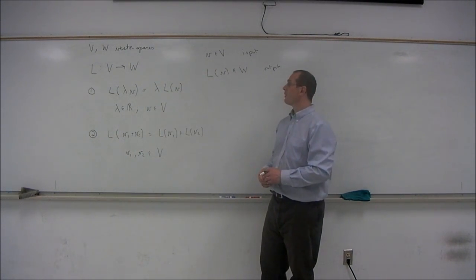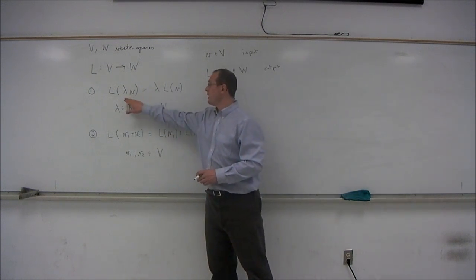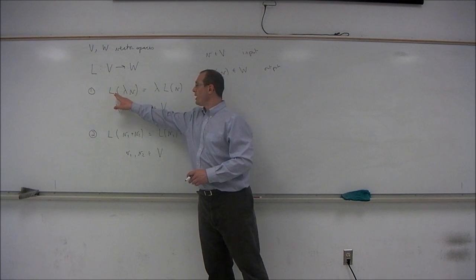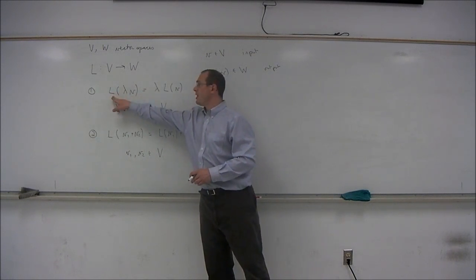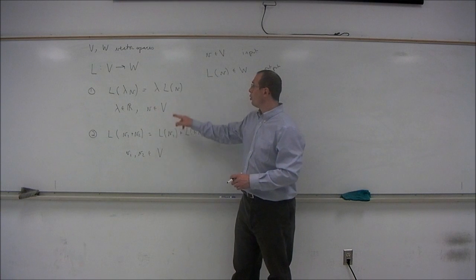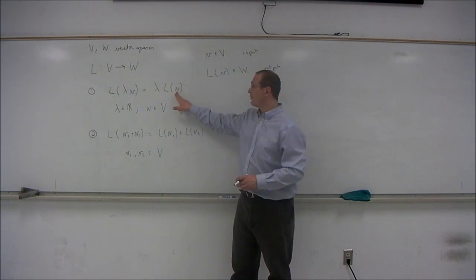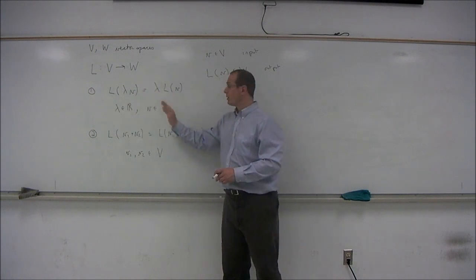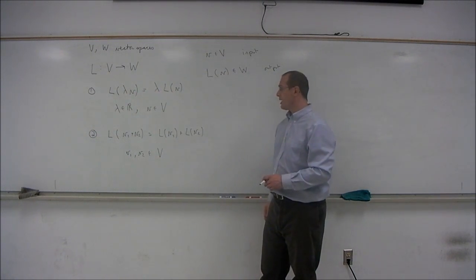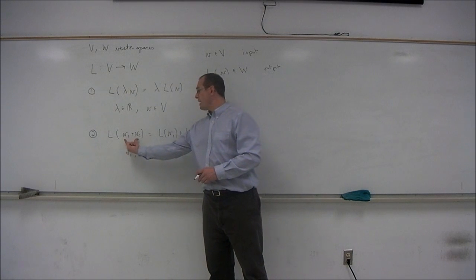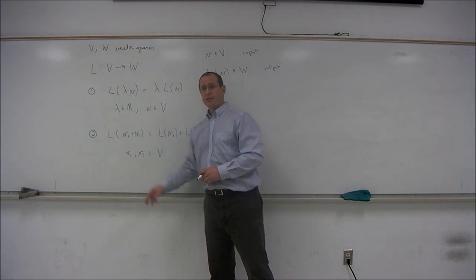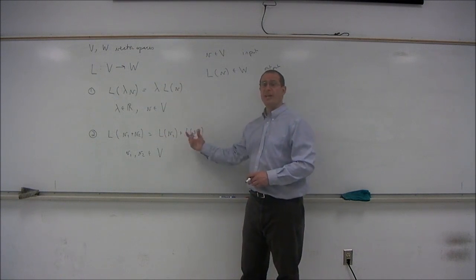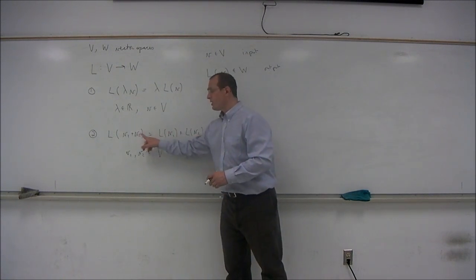So the first one is saying, if we're going to scale a vector, we can scale the vector first and then apply the linear transformation, or we can apply the linear transformation first and then scale, and we get the same thing. And the second property is saying that we can add two vectors and then apply the linear transformation, or apply the linear transformation to each vector and then add them together, and we get the same thing.